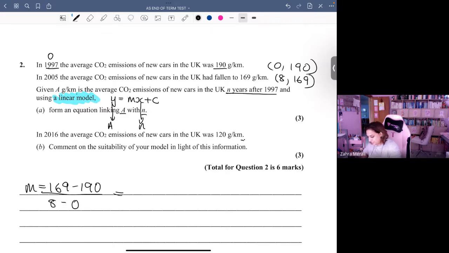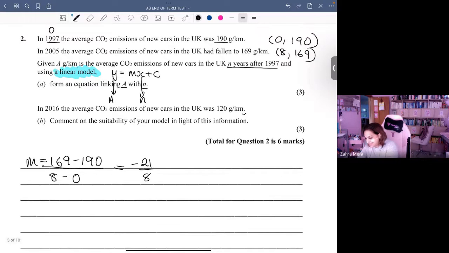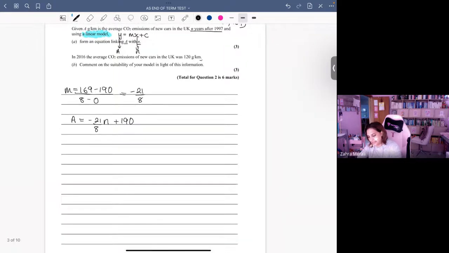Now, you could have taken it away the other way around. You'll get exactly the same answer. I get 21/8, minus 21/8. And I already know my plus C because I know 0, 190. So I've got A equals minus 21/8 N plus 190. So that is my equation linking the line.